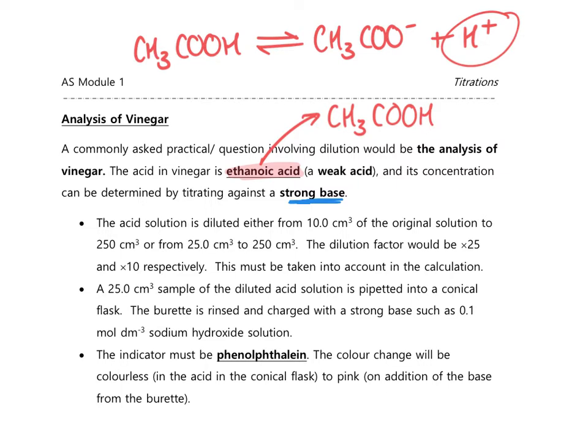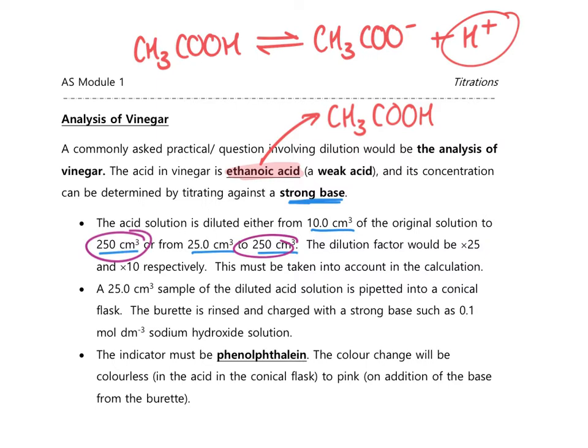In general, our solution of vinegar will be too concentrated to start with, and that's why we have to dilute it. It'll be diluted either from 10 centimetres cubed of the original solution to 250 centimetres cubed, or from 25 centimetres cubed to 250 centimetres cubed. You can see the final volume is generally always 250 centimetres cubed, and that's because that tends to be the standard volume of our volumetric flasks.